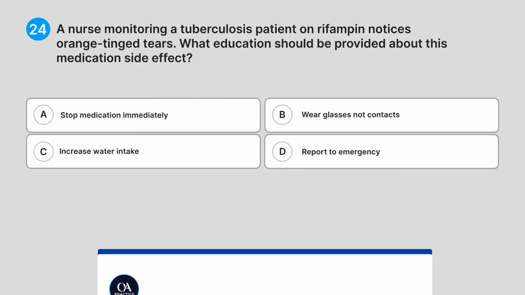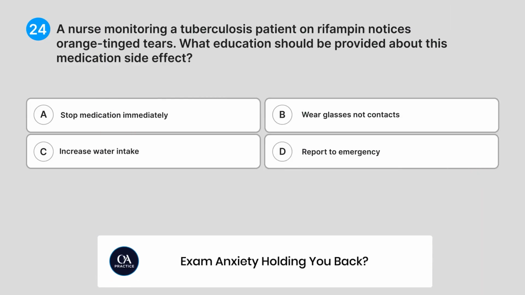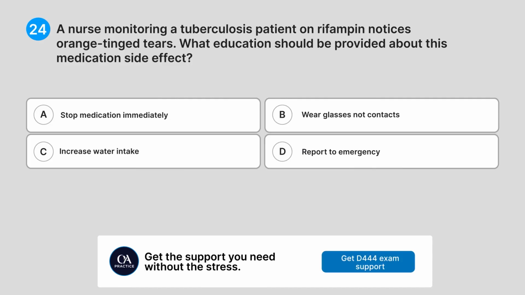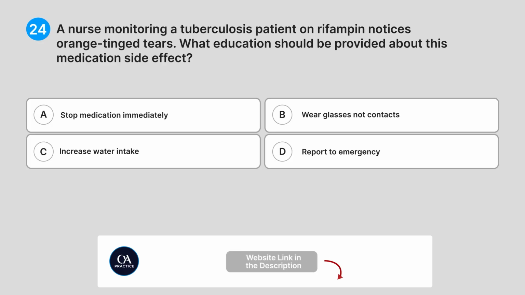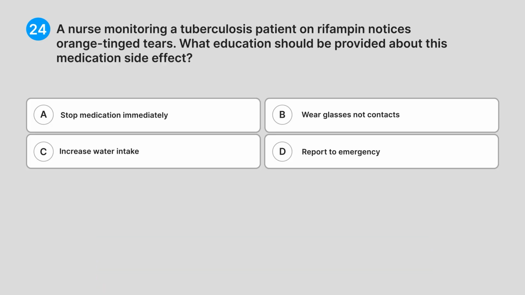24. A nurse monitoring a tuberculosis patient on rifampin notices orange-tinged tears. What education should be provided about this medication side effect? A. Stop medication immediately. B. Wear glasses, not contacts. C. Increase water intake. D. Report to emergency.